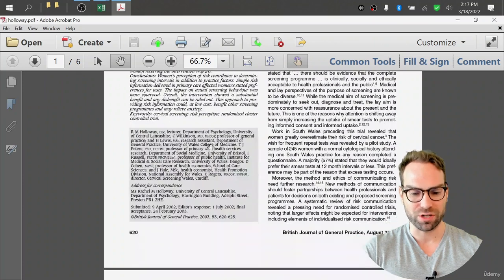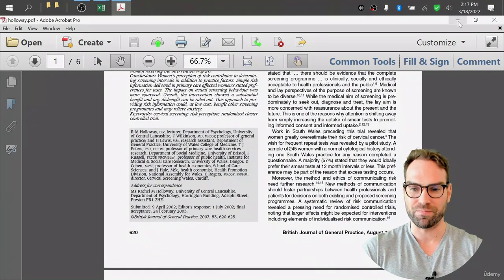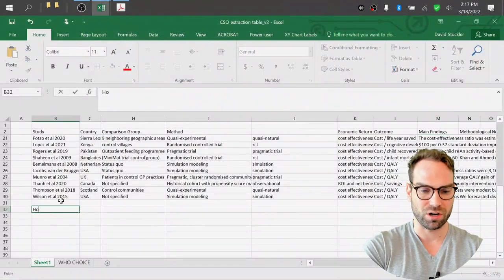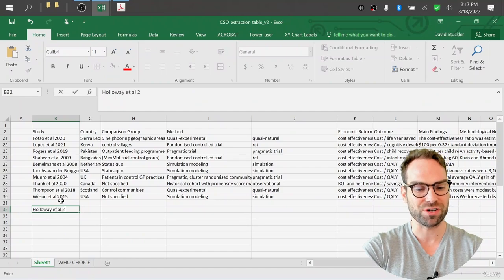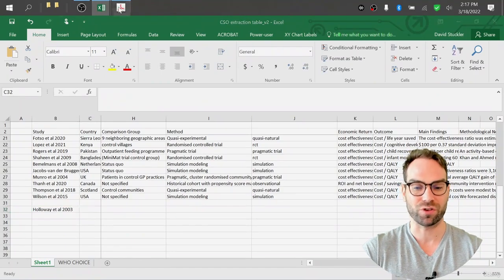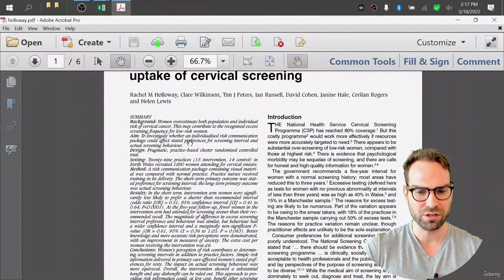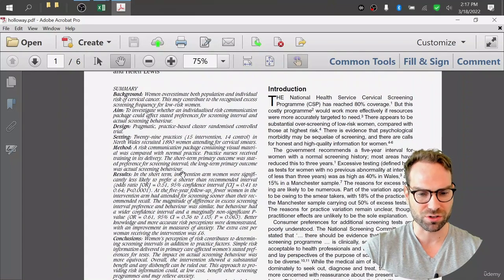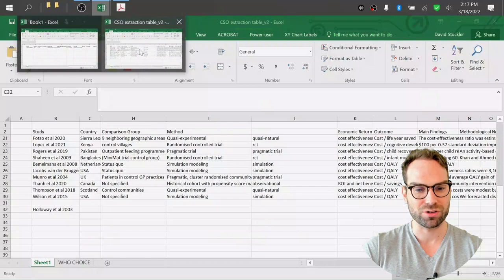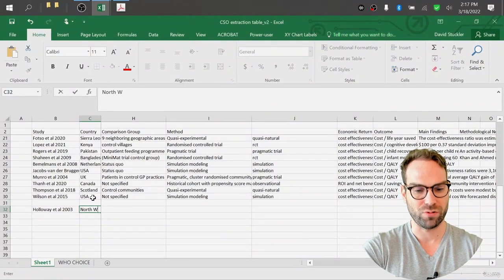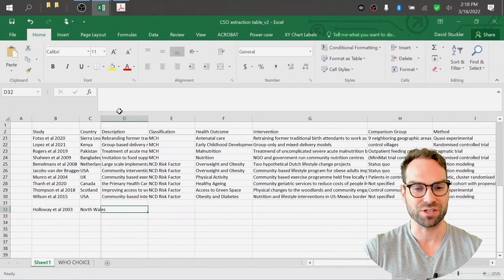Holloway and colleagues, what year are we looking at? 2003. So come back to our sheet. So Holloway et al., 2003. And you're going to get fast at this once you know what to look for. The country, where was the study done? Don't look at the country of the authors, but this looks to be, here we go, in North Wales. So let's come back to our extraction table. North Wales. You might want to put the UK if that keeps things simple.